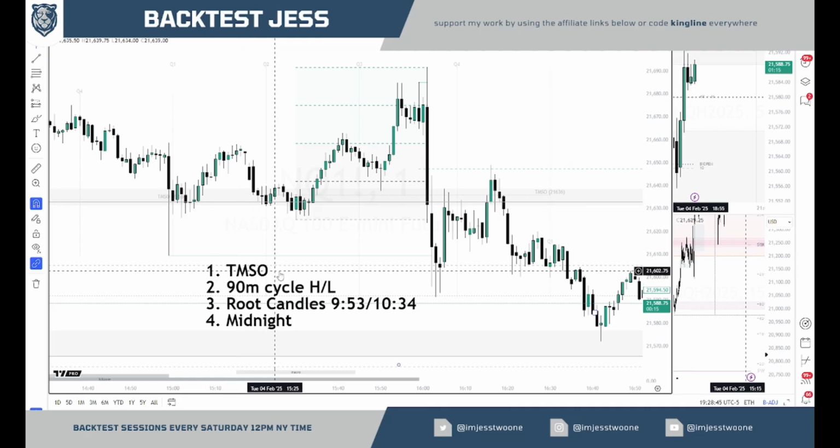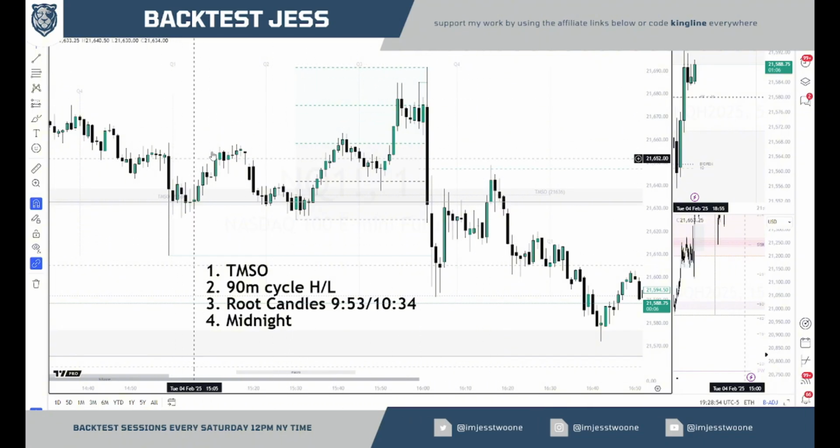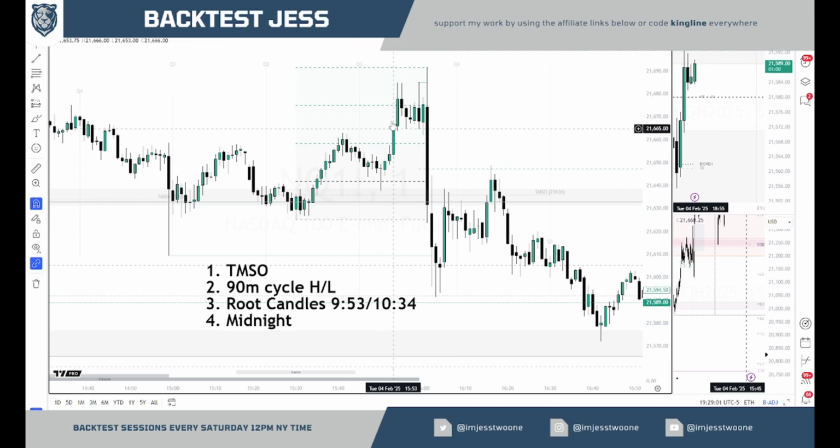Number 1, TMSO. Above it, premium. Below it, discount. 90-minute cycle high or low: the lowest low from Q1 to Q4, or the highest high from Q1 to Q4. We fib it up. Above equilibrium, we're in premium. Below equilibrium, we're in discount.